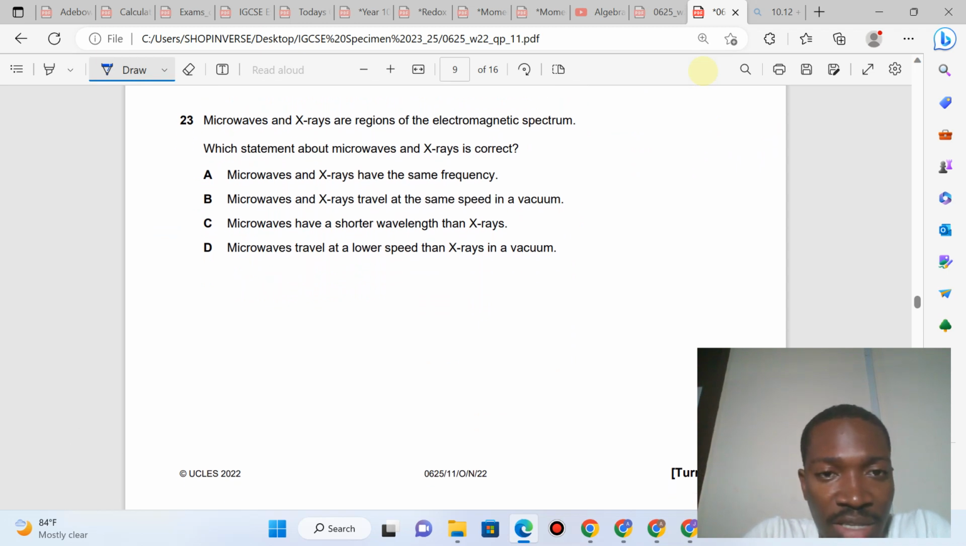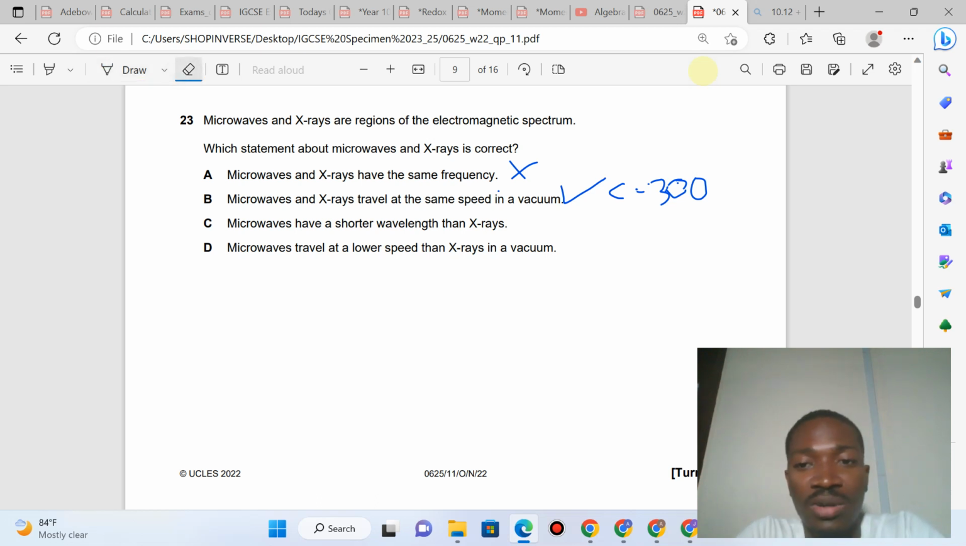Microwaves and X-rays are regions of the electromagnetic spectrum. Which statement about microwaves and X-rays is correct? A. Microwaves and X-rays have the same frequency. That is not correct. Option B. Microwaves and X-rays travel at the same speed in vacuum. Yes, all electromagnetic waves travel at the speed of light in vacuum, which is 300 million meters per second.